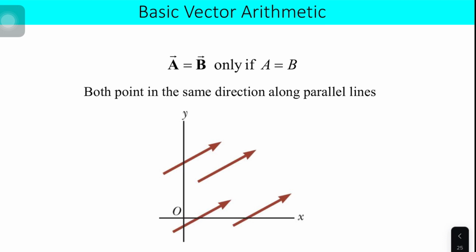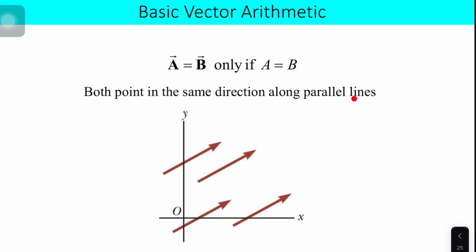Let's take a look at basic vector arithmetic. Vector A is similar to vector B only if the magnitude and direction of vector A are the same as the magnitude and direction of vector B. What does that mean? Both of the vectors point in the same direction along parallel lines. Okay, that is the meaning.